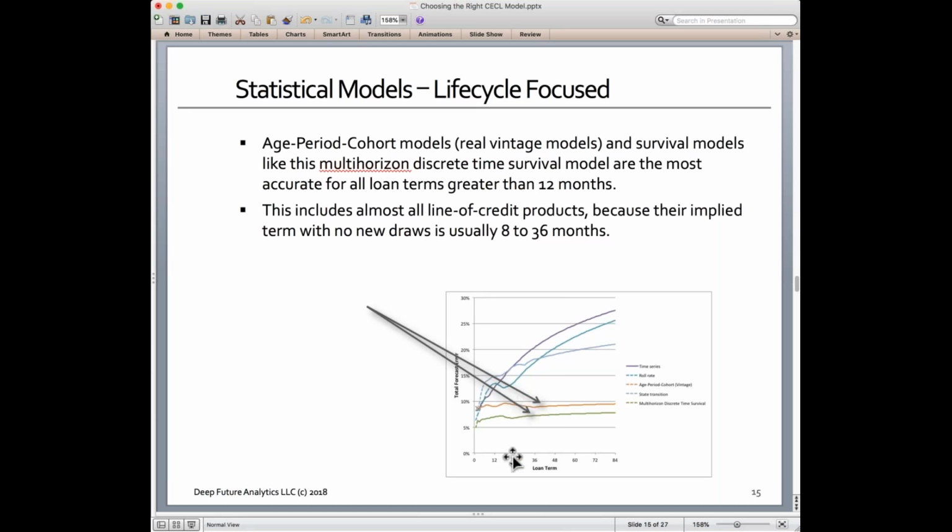Now, the survival model is the winner across the board because it combines these things. It combines the delinquency and behavior scoring data with vintage modeling, life cycles, and credit quality. So by getting the best of both worlds, you get the bottom line on here. It's a lot of work. I won't pretend it's not.